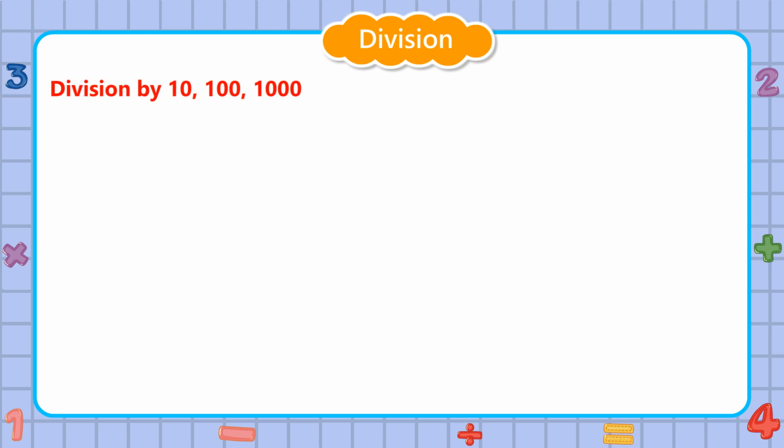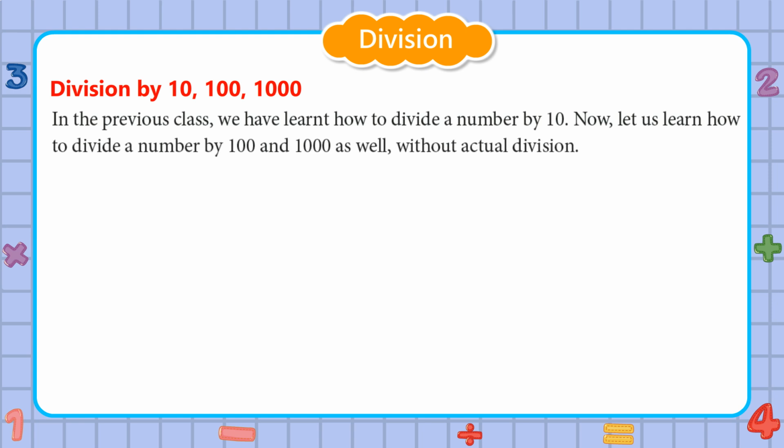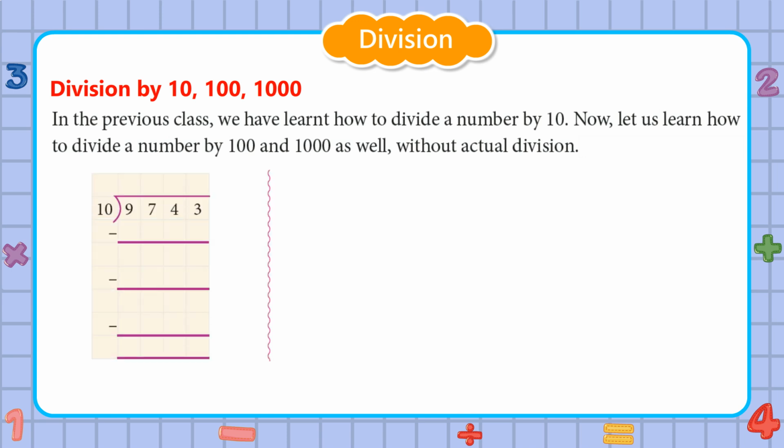Division by 10, 100, 1000. In the previous class, we have learned how to divide a number by 10. Now, let us learn how to divide a number by 100 and 1000 as well, without actual division. Write the number 9743 inside the symbol and 10 outside the symbol.